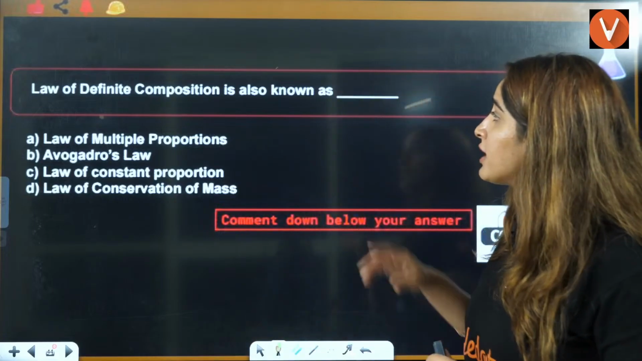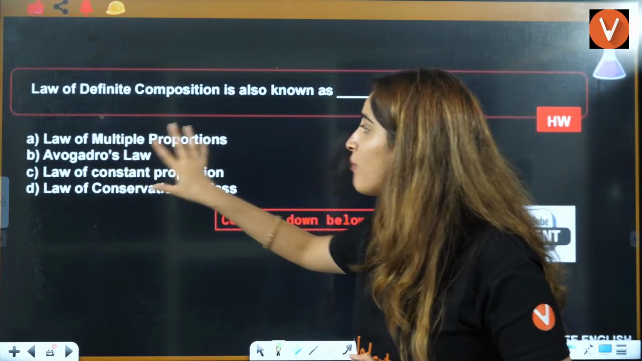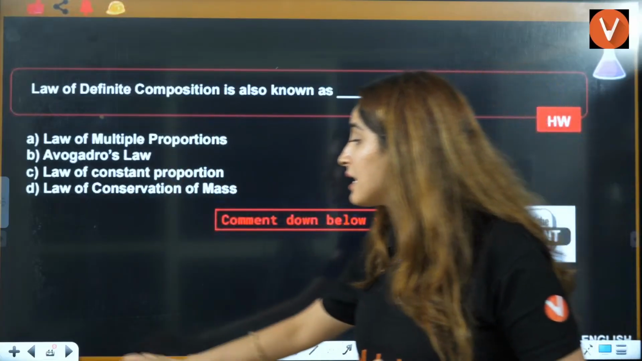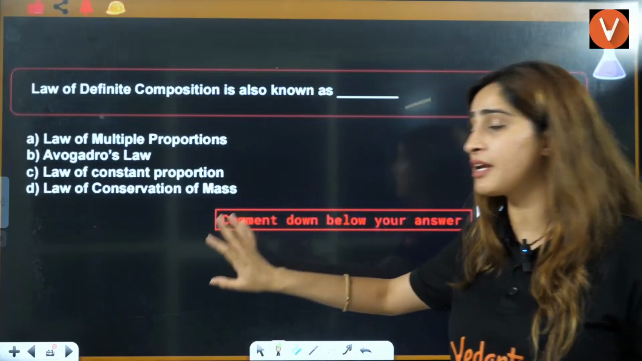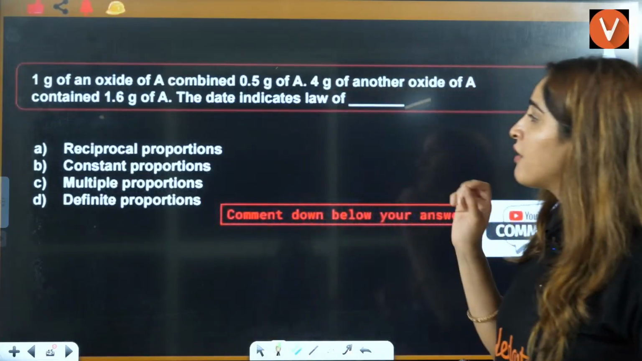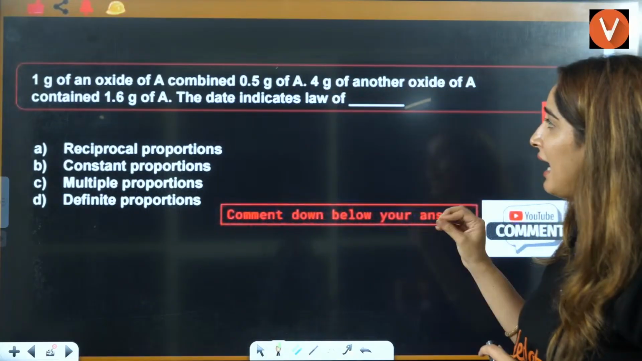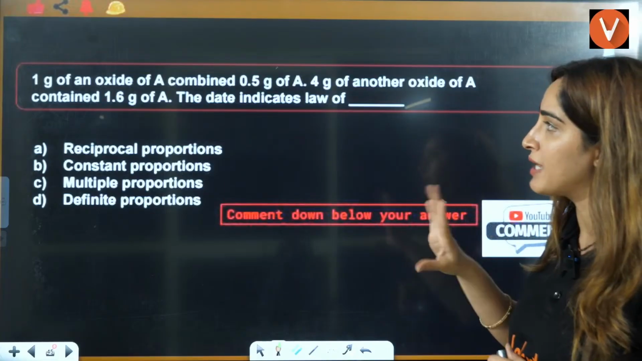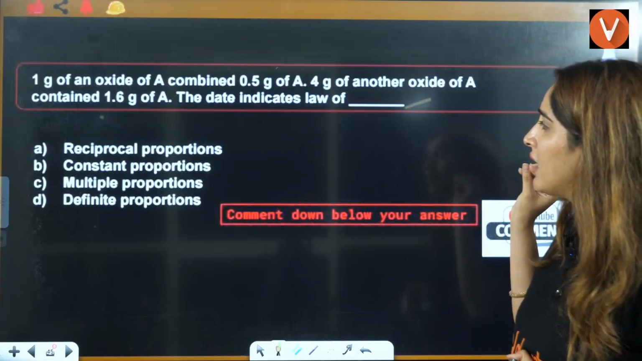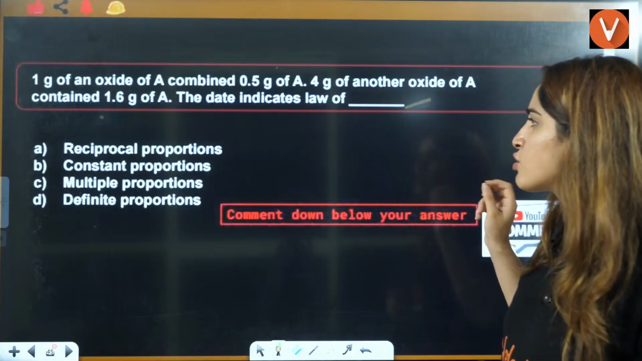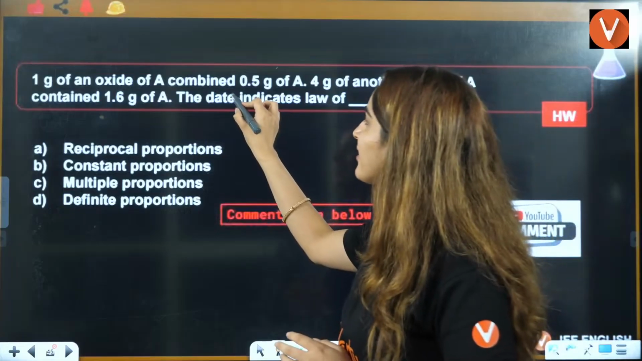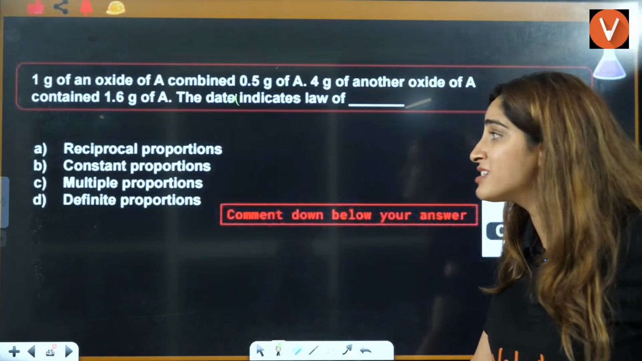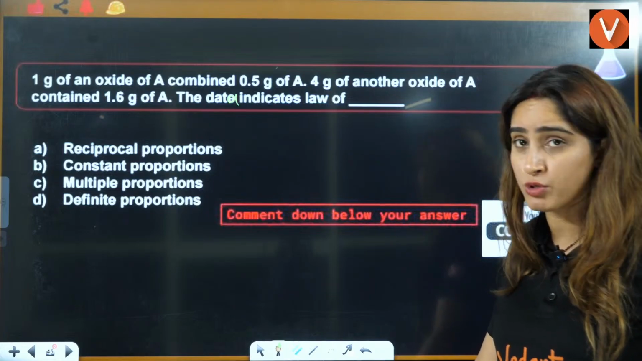Students, take the screenshot. These are 2 questions that I am giving you for your homework. So law of definite composition is also known as law of multiple proportion, Avogadro's law of constant or conservation, right? This is the first question. Take the screenshot here. Second is, 1 gram of oxide A combines with this much of A. 4 gram of another oxide A combines with this much of A. The data indicates law of reciprocal, constant, multiple, or definite proportion, right?